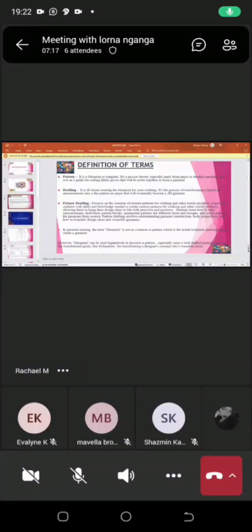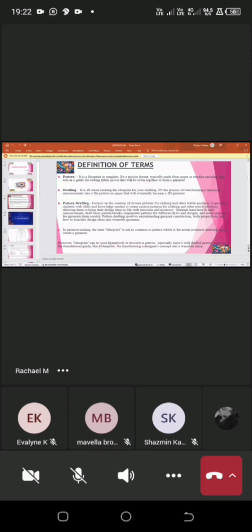Good morning. So we are going to talk about pattern drafting as a lesson. So let's start off by the definition of terms. You're going to hear me talk about some terms that I'm going to help in defining them.